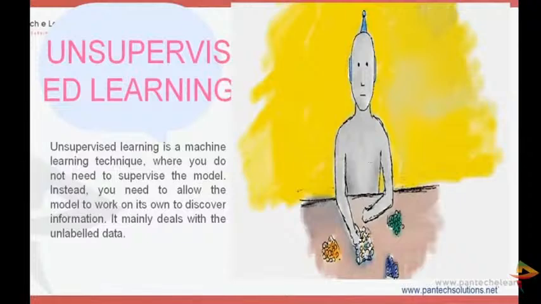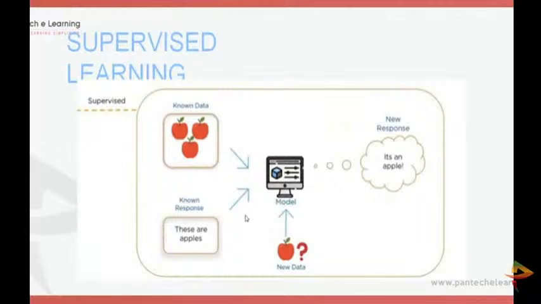So in supervised learning, two types are there: regression and classification. Classification means the output variable has two classes, like yes or no, true or false, male and female. Regression means predicting a continuous variable, such as weather forecasting and market trends. So these are the two differences between classification and regression in supervised learning.